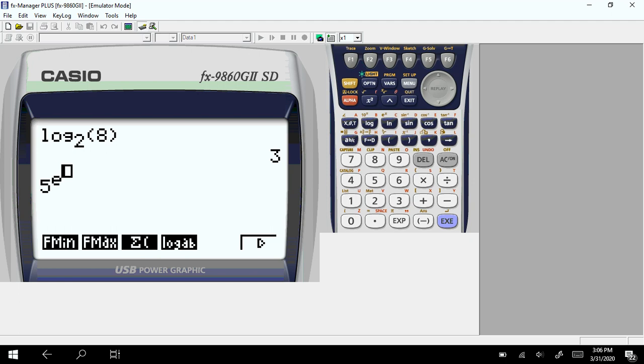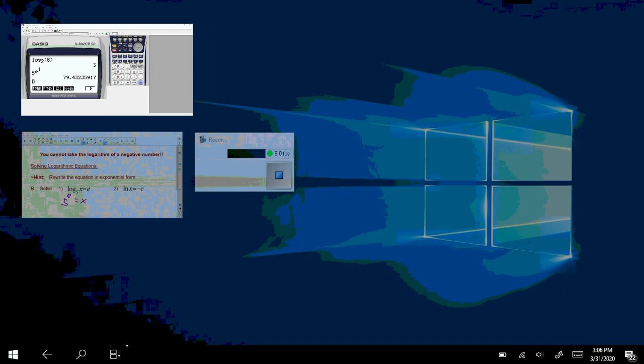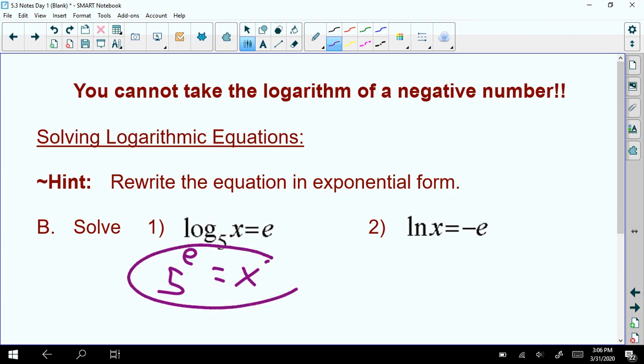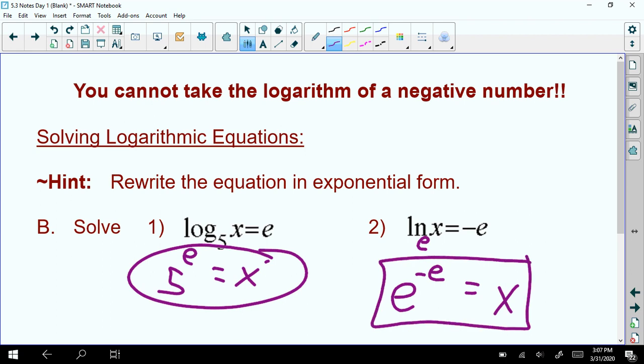And then we just want a 1 there because it's e to the first. So 5 to the power of e is some strange decimal, 79 point something. It's totally okay if you just leave it this way. You don't need a decimal approximation. Same idea here. This natural log is base e, so this is saying e to the negative e equals x. And again, you can just box that. We don't need the decimal for that.